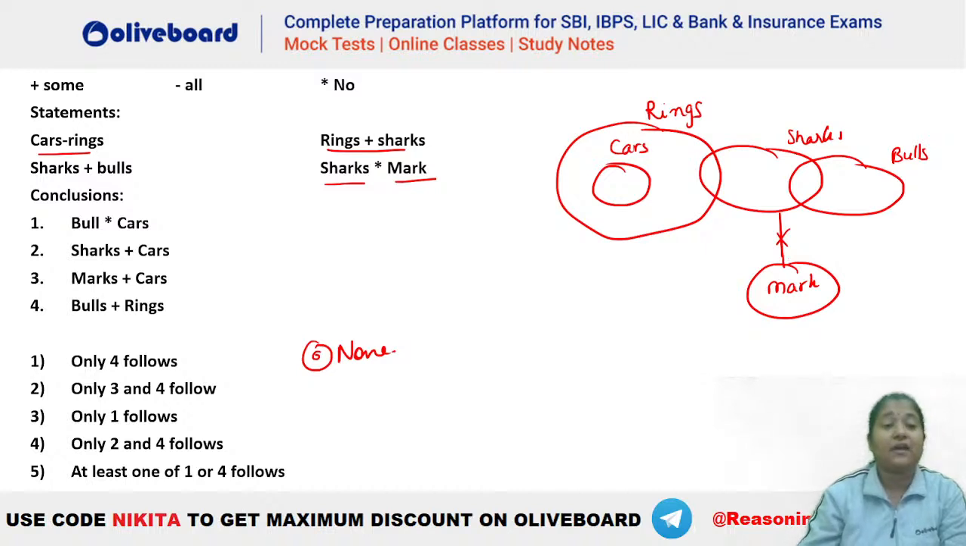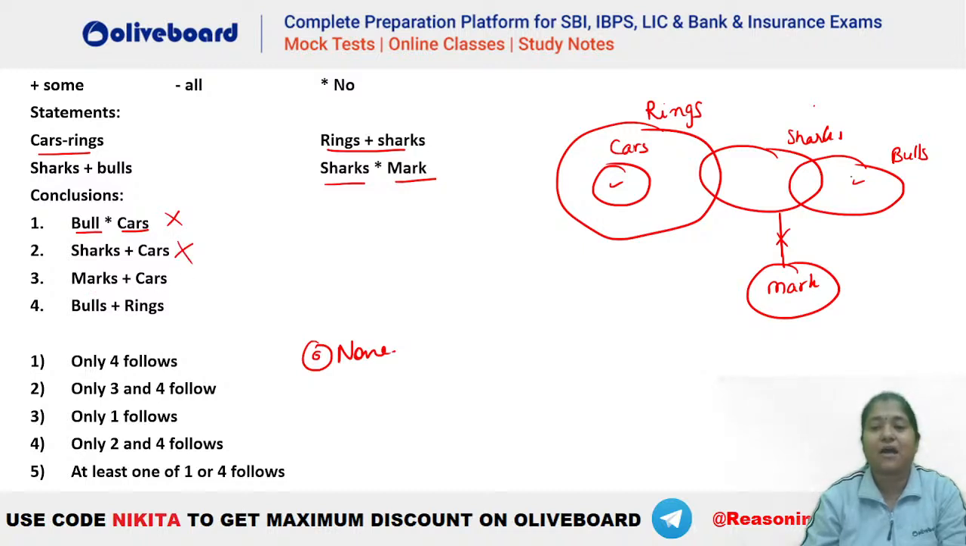Now let's see. What is the first one? Bull asterisk car. Asterisk means no. That is no bulls are cars. That's a possibility, not a definite one. So no. Second says sharks plus car. What is the meaning of plus? Plus means some. So some sharks are car. That is a possibility, not a definite one. So again not true.